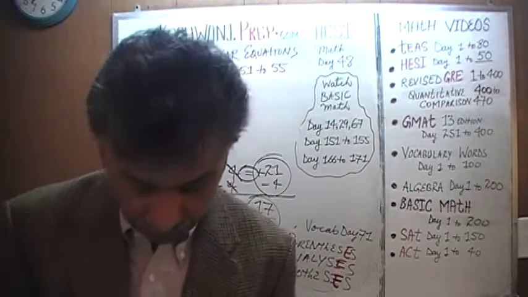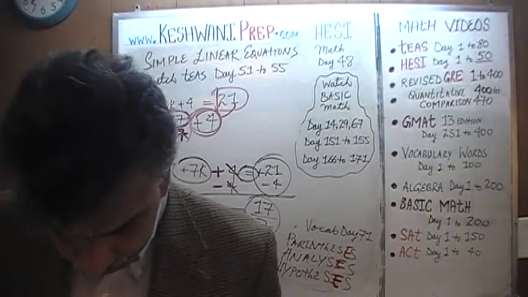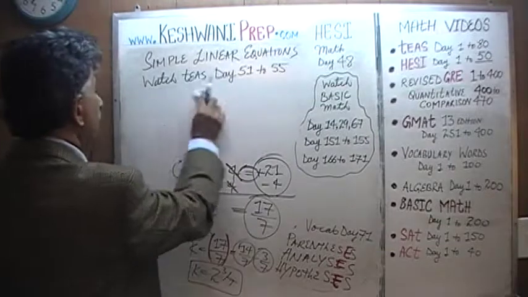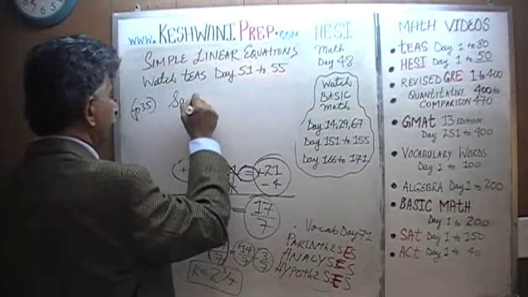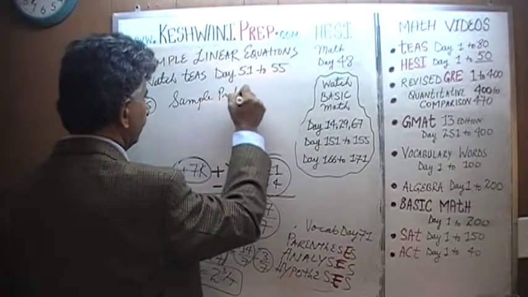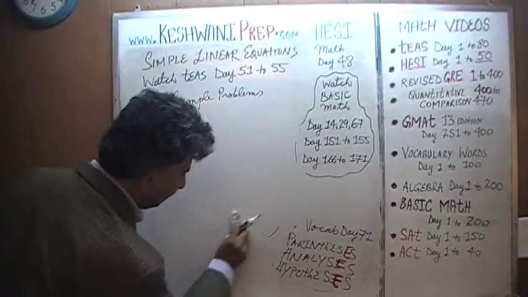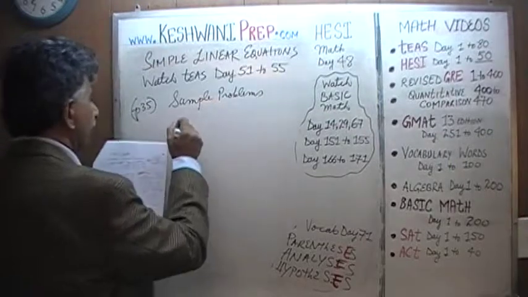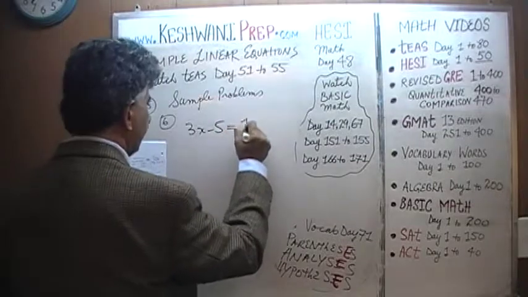Now we're going to do the sample problems. Sample problems 6 through 10 are on the next page, page number 35. So let's get going. Page 35, sample problems. Problem number 6 tells us that 3x minus 5 equals 10.